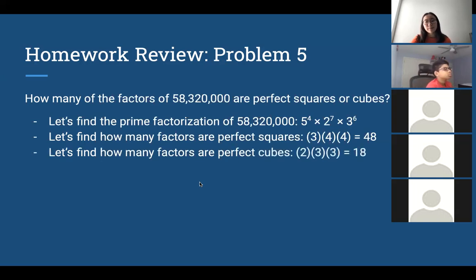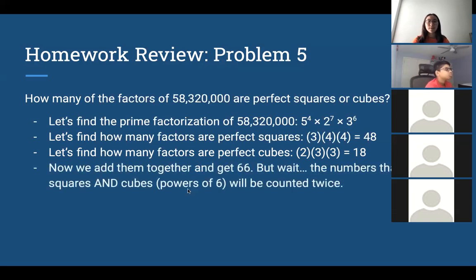And now we're going to find how many are perfect cubes. So again, for 2 to the 7th, you have 2 to the 0th as a possibility, 2 to the 3rd, and 2 to the 6th. That would be perfect cubes. So we multiply the 3 there. And so if we add the number of perfect squares and the number of perfect cubes, we get 66.